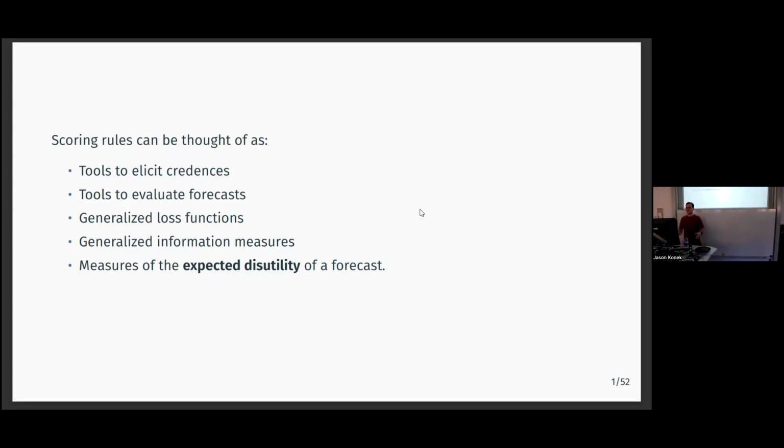Some of these are going to go together. They're basically saying the same thing. Generalized loss functions, maybe I'll say more about that in a minute. Generalized information measures: you can use a logarithmic scoring rule and basically get the standard Shannon entropy. But we'll see at the end of this first session, perhaps, how you might think about them as a more general measure of entropy. And then the way I'm really going to be thinking about it today is as the expected disutility of your own forecasts.